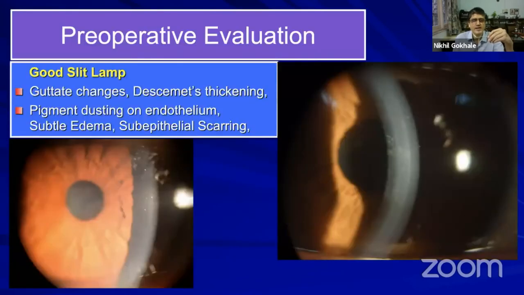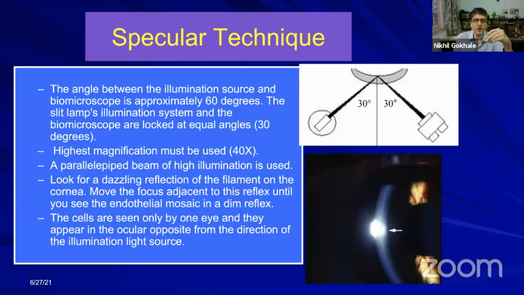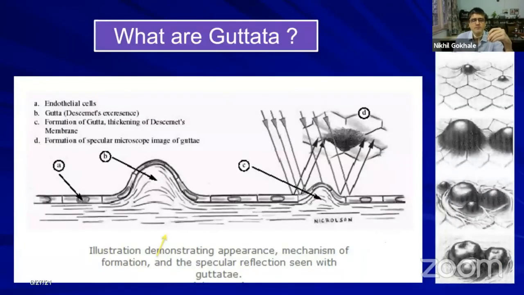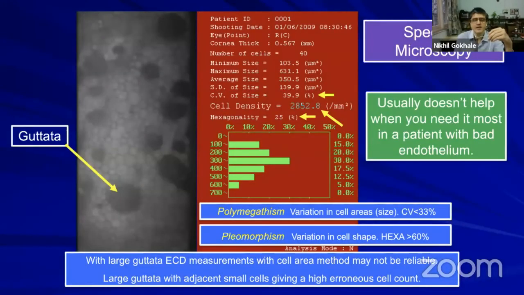We need to evaluate the endothelium well preoperatively. A good slit lamp is essential to not only look at guttate changes, Descemet's thickening, and pigment dispersion on the endothelium. We also need to learn the specular technique of slit lamp examination. Although we may have a specular microscope, we need to look at guttate changes, which are excrescences on the Descemet's membrane. We need to understand that specular microscopy is often not helpful when you need it the most.